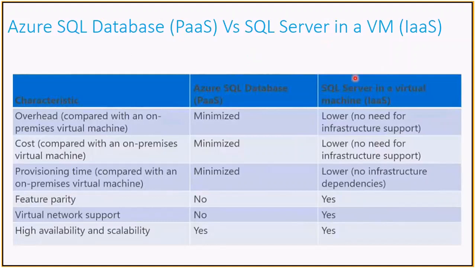So these are certain parameters which differentiate the PaaS service of Azure SQL databases and SQL Server in a VM. Okay, with Azure SQL databases, which is a PaaS service, you have minimized control. Because it's a PaaS service, you don't have control over completely logging into that particular VM and making certain changes or getting a backup file. Maybe backup file is supported right now with the PaaS service. Overhead compared with on-premises is minimized, and there is no need of infra support because patch updates and everything would be done by Azure.